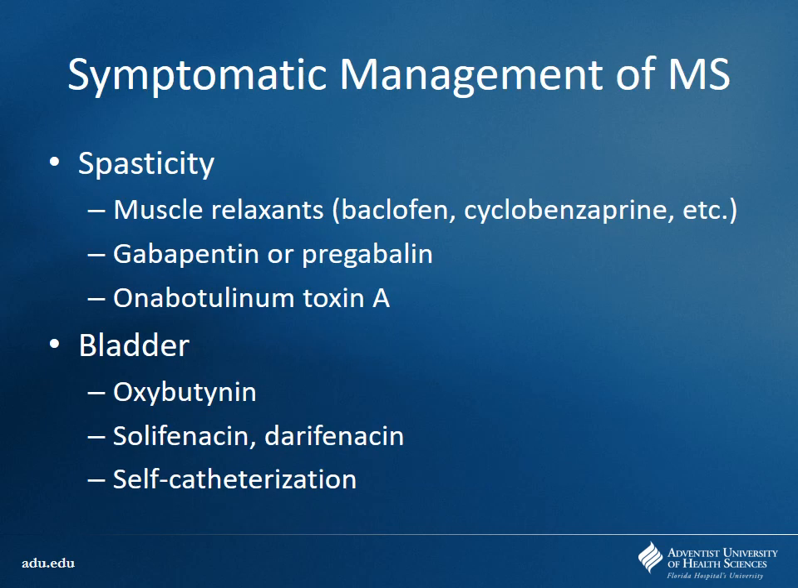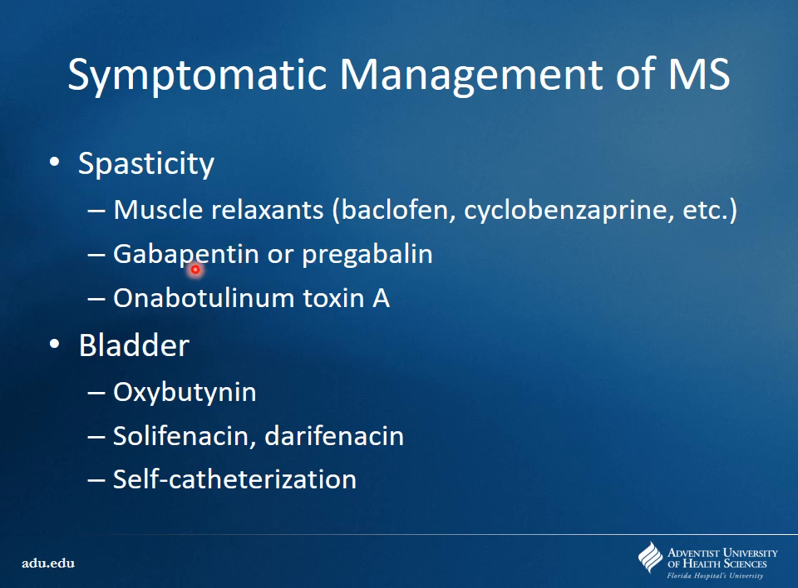As far as other management, the other symptoms that come about: they have a lot of spasticity associated with MS, and there are things we can do to help manage that. Muscle relaxants can be very useful here. We'll talk more about this when we talk about ortho, but baclofen and cyclobenzaprine are all muscle relaxants. They actually work through the GABA-B receptor. If you remember back when we talked about GABA-A for seizures, this actually works through GABA-B.